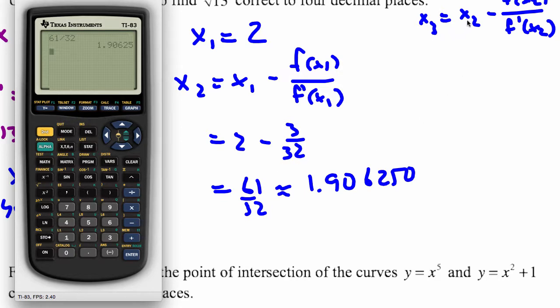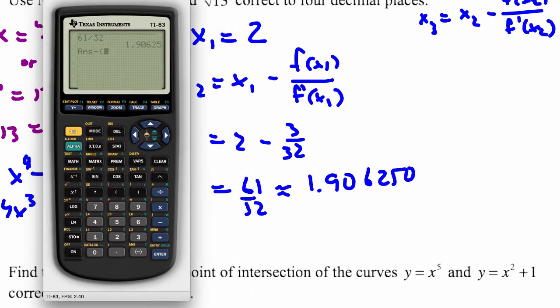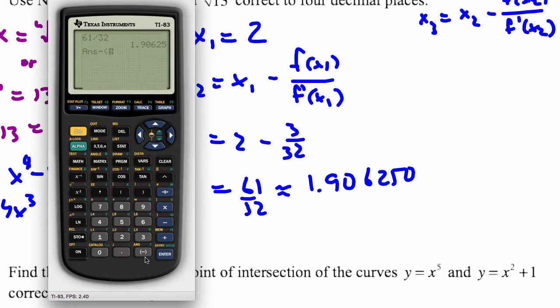Okay, so what I do is I take x2, well, there's x2 right there. Why don't I just start by hitting answer? That answer right there is exactly x2. So I've done the x2. Minus, so minus. Now I'm going to put this in brackets. I'm going to put my numerator in brackets. I'm going to do f of x2. Remember, f of x is x to the fourth minus 13. x is where I put the answer. So I'm going to put answer to the fourth power, and then I have to subtract 13, and this will be my numerator. So I'll close the bracket and I'll divide that by the denominator.